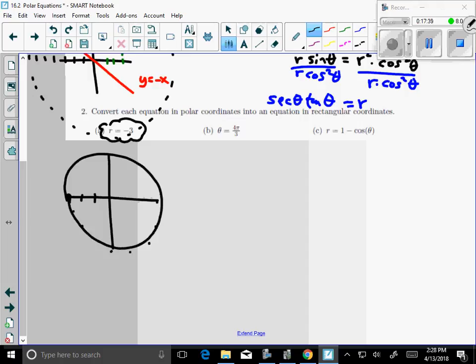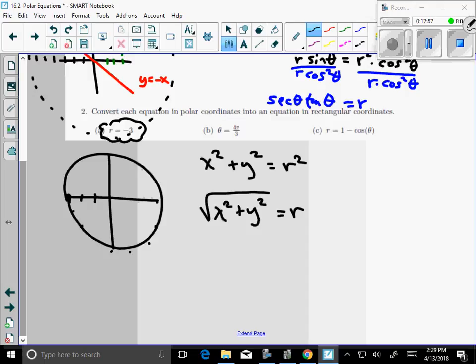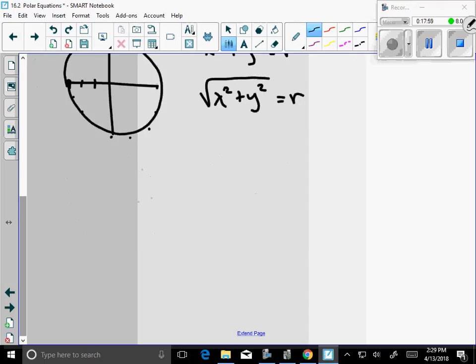Sweet. So how do I put this into rectangular form? Well, I got a couple of things that are going to help me. X squared plus y squared equals r squared. So what does that mean r equals? Square root of x squared plus y squared. So wait a minute. I know what r is. What is r? -3. Okay, so plug it back in there.